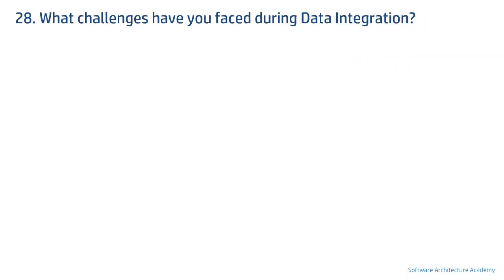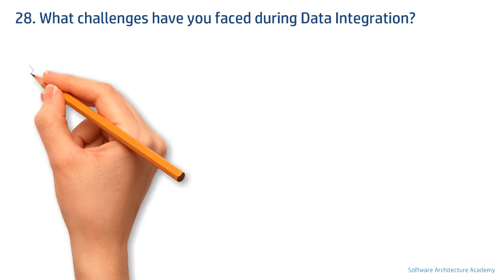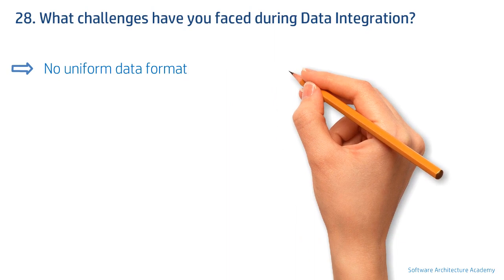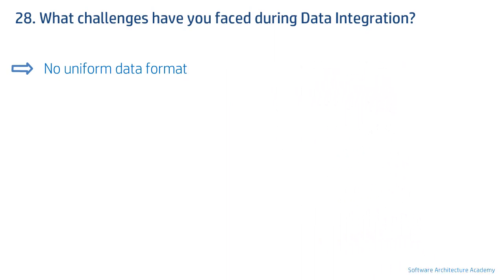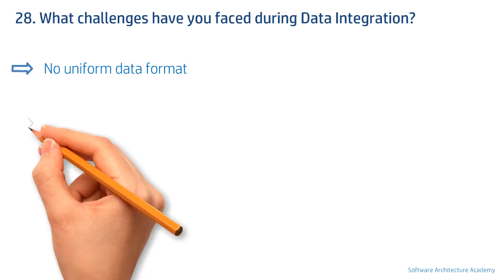Moving on, what challenges have you faced during data integration? First one is uniformity in data format. One example could be a few systems may have hyphens while storing a social security number and a few may not have. Making data uniform received from various sources is often a challenge.